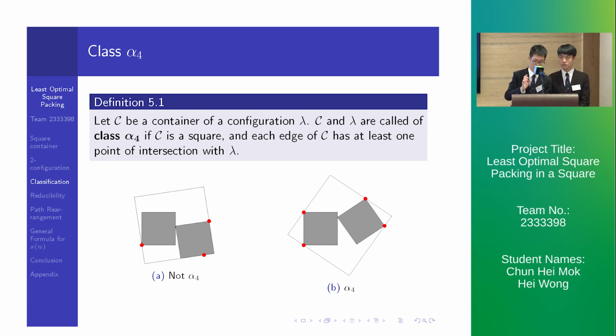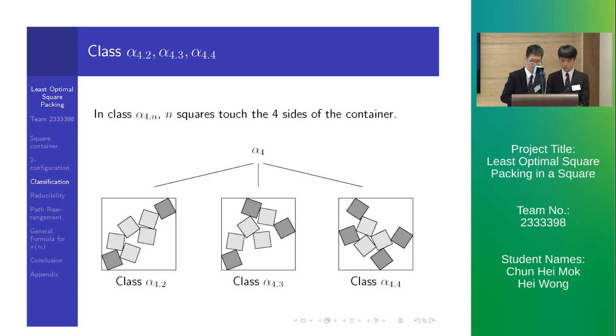In addition, we define 3 subclasses of alpha 4, namely alpha 4.2, 4.3, and 4.4. The number represents how many squares touch the 4 sides of the container. Finally, alpha 4.2 can be further classified into 3 types based on the minimum length L between the 2 squares that touch the container. For example, in class alpha 4.2 type 1, L connects the vertex adjacent to theta and opposite to phi.